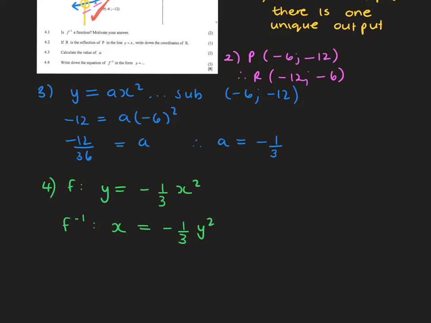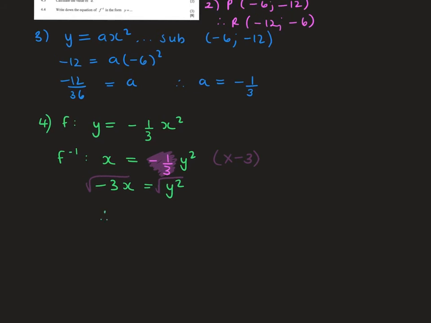Now we need to make y the subject of the formula. I want to get rid of this -1/3 in front, and I also then will have to square root both sides. So I'm going to multiply both sides by -3. We will get -3x is equal to y squared. Now to solve for y, we just square root both sides. I know some of you are going to say, but I can't square root a negative. And I hear you. First of all, when we square root, we must say plus or minus, and then we're going to say root of -3x.